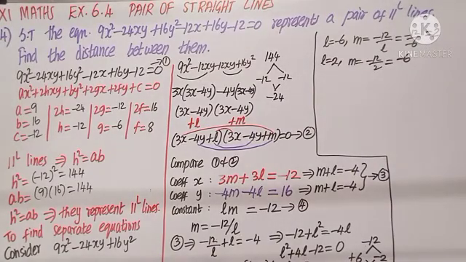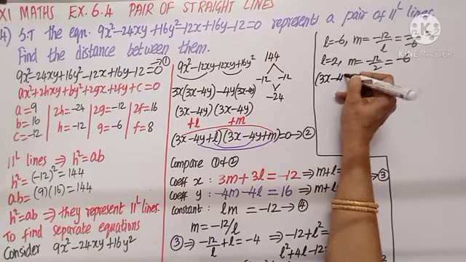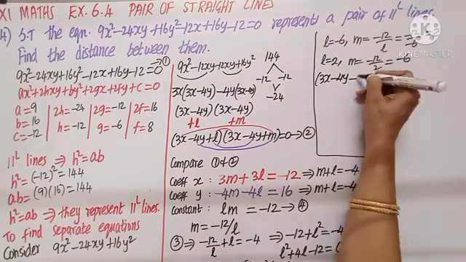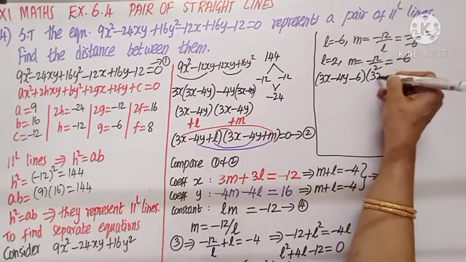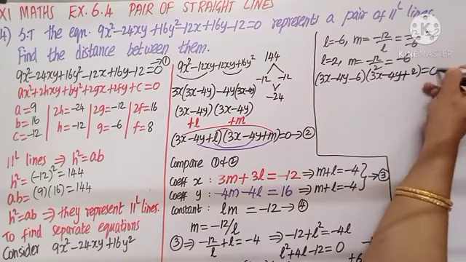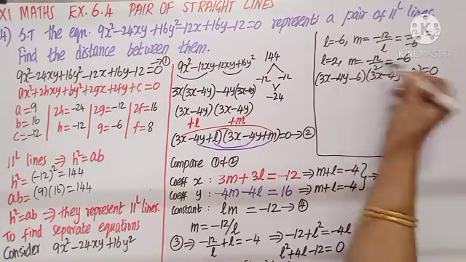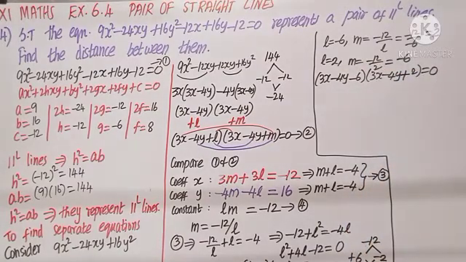As we get L and M values, let us put them back in the second equation. 3x minus 4y, L value minus 6, into 3x minus 4y plus M value 2 equal to 0. If I put 2 here, minus 6 will come. So any one equation will do.